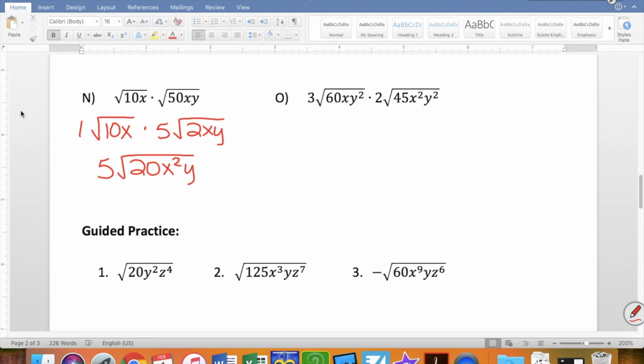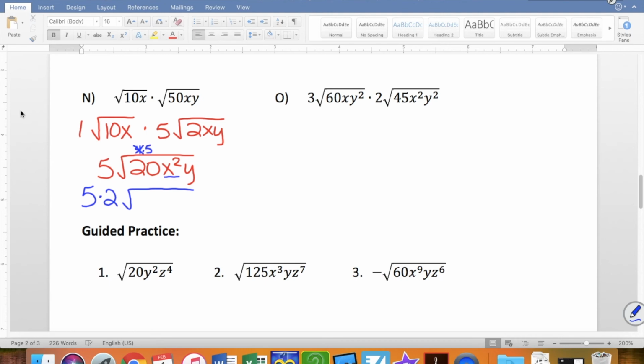So now I have to look again. Is there anything else now that I can simplify under that radical? Well, I can take that 20 and break it into 4 times 5, 4 being a perfect square factor of 20. My x squared is also a perfect square. So I'm going to take that square root of 4 and bring it out front, where I'm going to multiply it with my coefficient that is already out there. So now that 4 is gone.